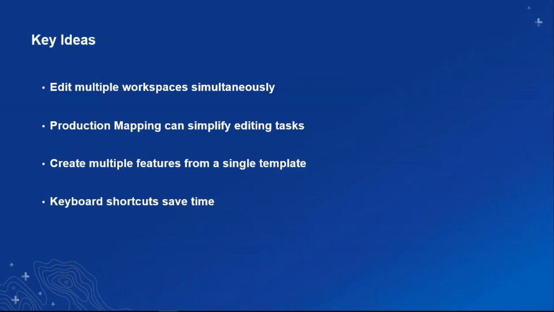So a couple of key ideas to take away from that last section was that you can edit multiple workspaces simultaneously. I didn't explicitly point it out, but the HLZ example was in one database and the building footprints were in another one. I didn't have to stop edit sessions. I could just pick the template that I wanted and move on. Production mapping is a powerful set of tools that can help you simplify your editing tasks. And you can create multiple features from a single template and use keyboard shortcuts to save time.